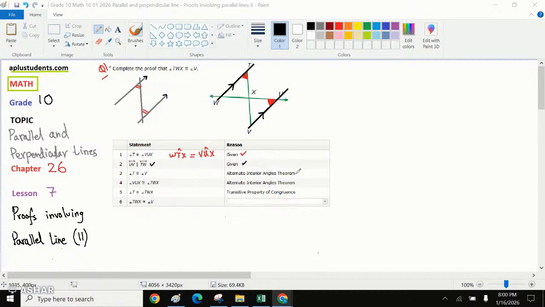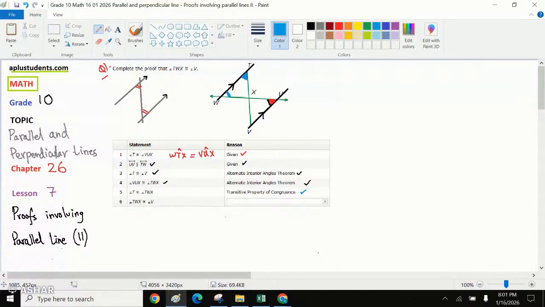The third statement, the next statement says VUX. Where is VUX? This angle is alternate interior angles, right? The same statement. Okay, this given angle T is equal to TWX. They're saying that these two angles are also the same, right? That is the transitive property of congruence. Congruence is exactly the same.